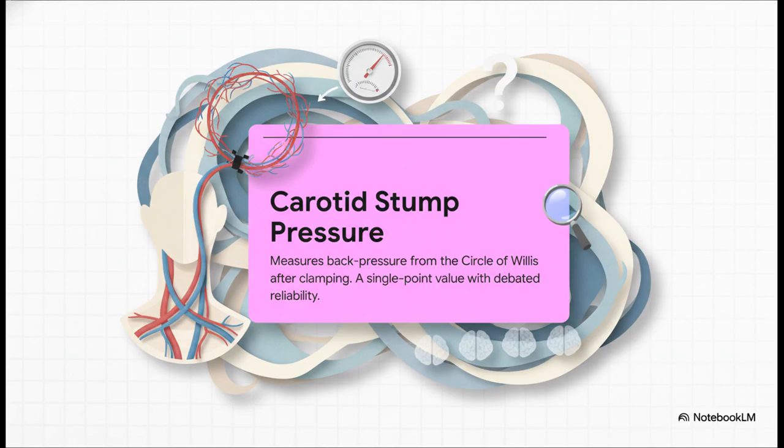Carotid stump pressure is the classic, old-school technique. The surgeon clamps the carotid and literally hooks up a pressure transducer to measure the back pressure coming from the other side via the circle of Willis. It gives you one number, a single snapshot of collateral flow. But honestly, its utility is highly controversial. There are no universally accepted threshold values, and it doesn't always correlate well with outcomes, so most people consider it just one data point among many.